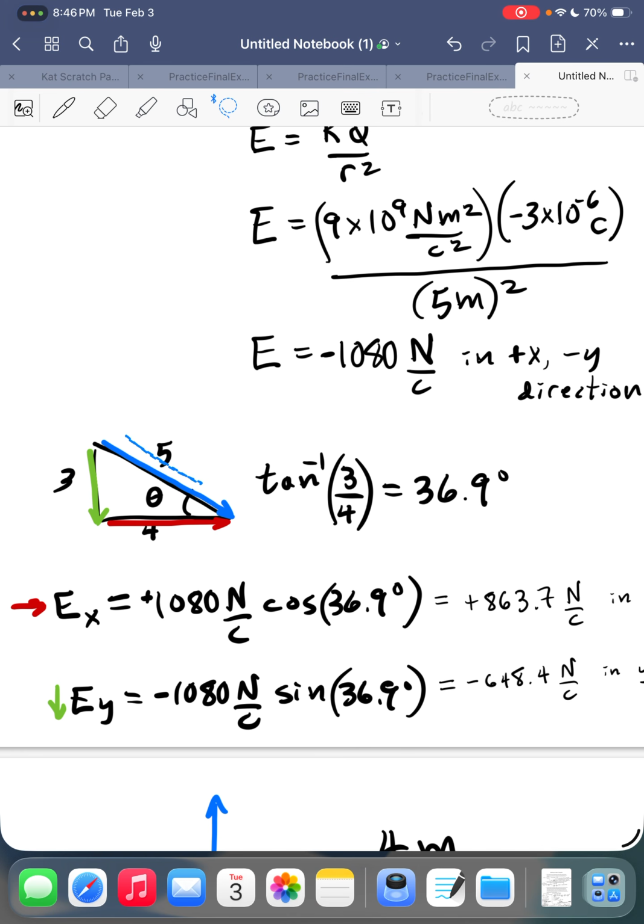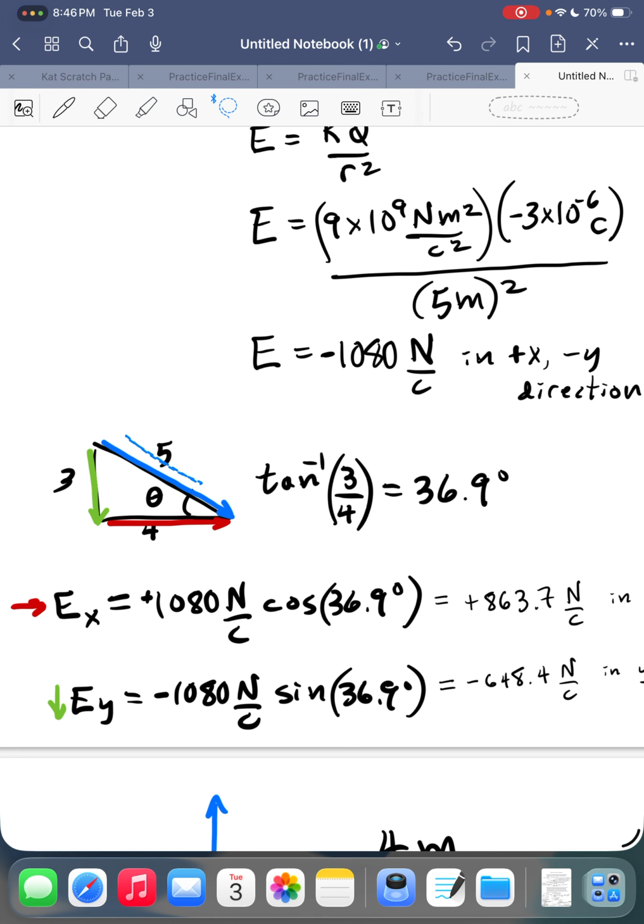So SOH CAH TOA. If you haven't heard that before, sine is opposite over hypotenuse, cosine is adjacent over hypotenuse, and tangent is opposite over adjacent. Definitely drill yourself on those things because they'll come in handy for the exam.